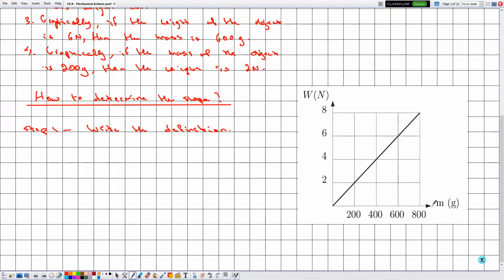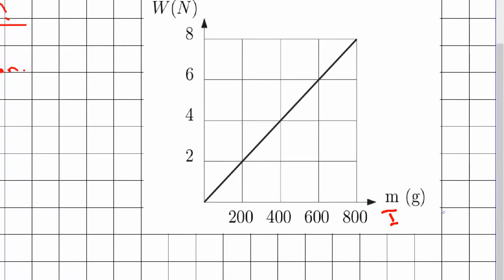Previously, in the case where the axes were I and U, the definition was that the resistance of the resistor is equal to the slope of the characteristic current-voltage curve. Now in this case, we are interested in determining the gravitational field strength, which is g. So the definition will be that the gravitational field strength is equal to the slope of the characteristic. Instead of saying current-voltage, we will say mass-weight curve.